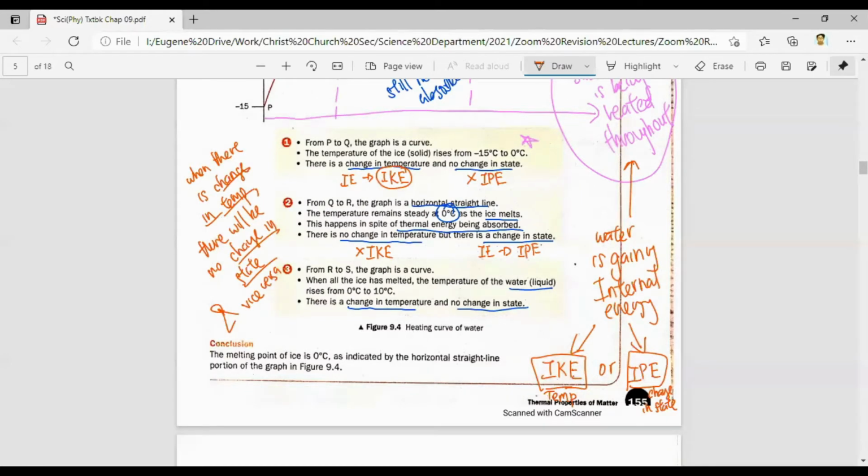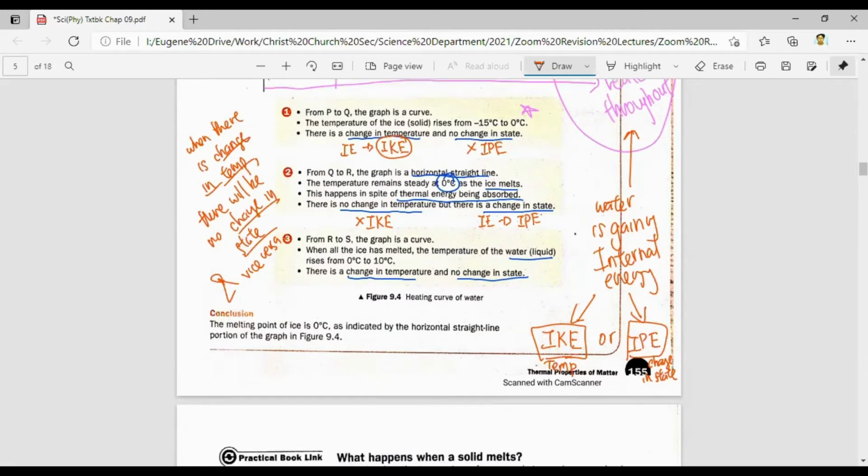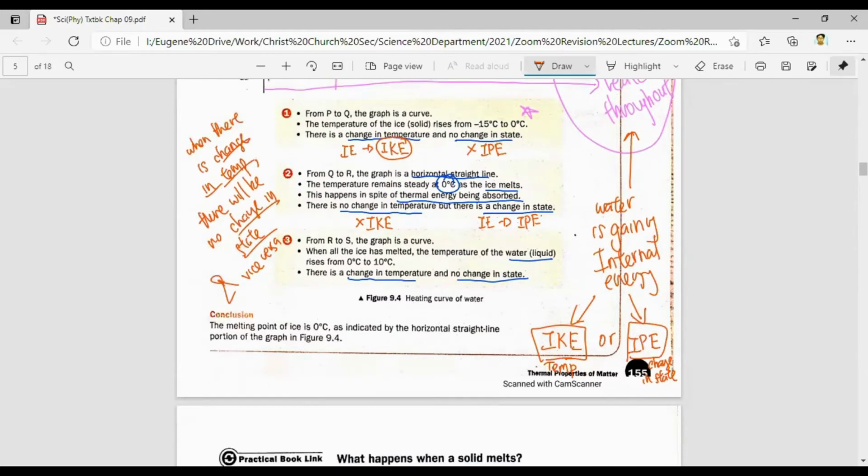Okay, so you must be very familiar, or you must get used to the terms of kinetic energy and potential energy and what they are linked to. And of course, the last part, when there's a change in temperature, what it means is that internal energy is converted into the internal kinetic energy. There's no change in the internal potential energy because there's no change in state.